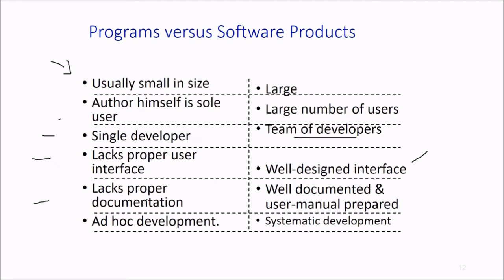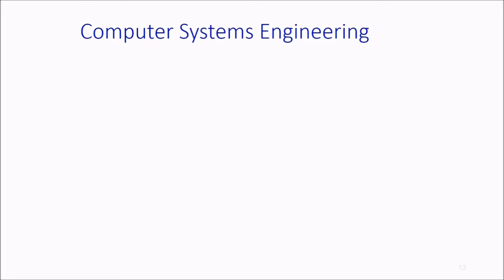There is lack of documentation or no documentation in programs, while a software product should be well documented, and often this should contain the user manual, which is an important part. There is ad hoc development in the case of programs, while there is a policy or a process of systematic development as far as software products are concerned. In this way we can categorize these two.